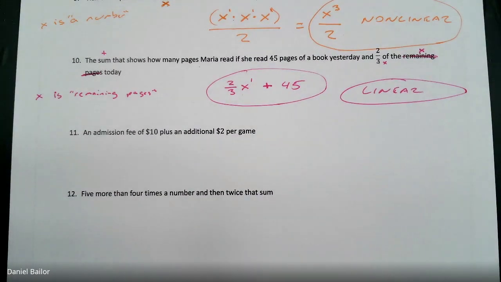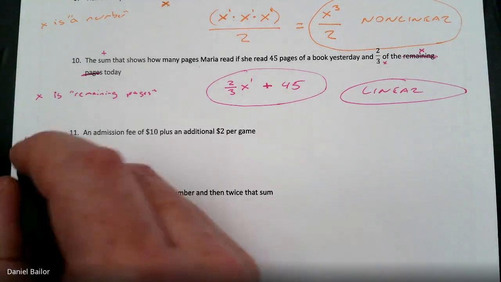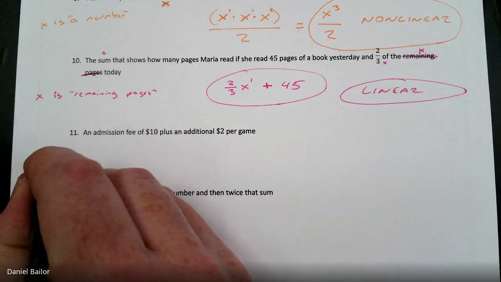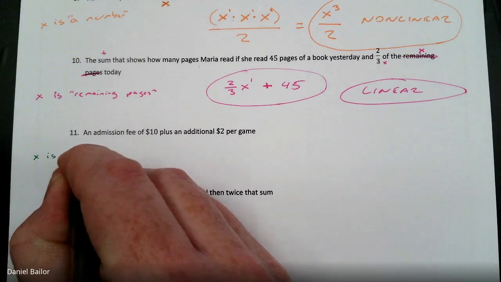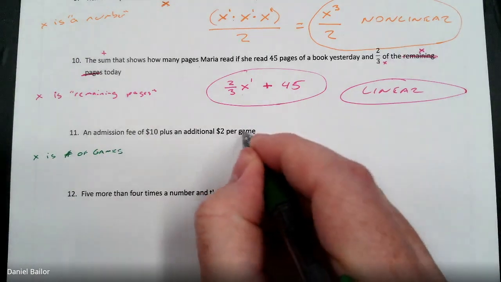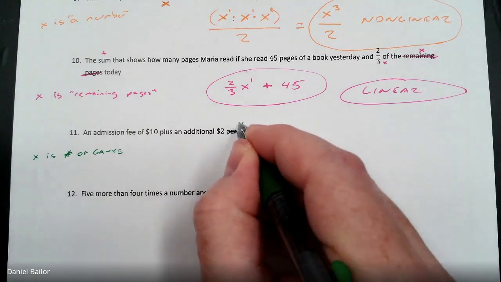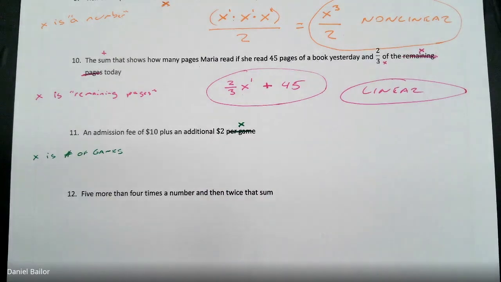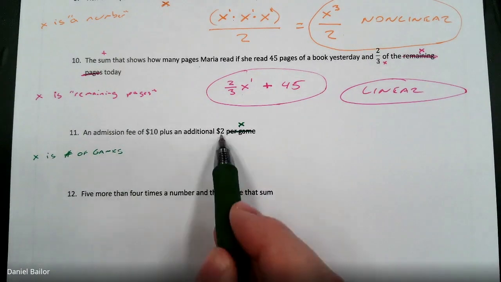Number 11 is like if you go to an arcade or maybe a fair, and it says an admission fee of $10 plus an additional $2 per game. So I'm going to say X is the number of games. So the games is X, $2 per X. So we have an admission, and $2 per game.